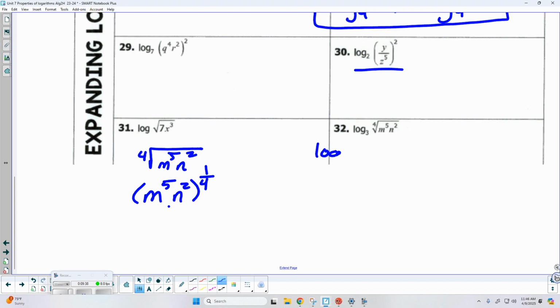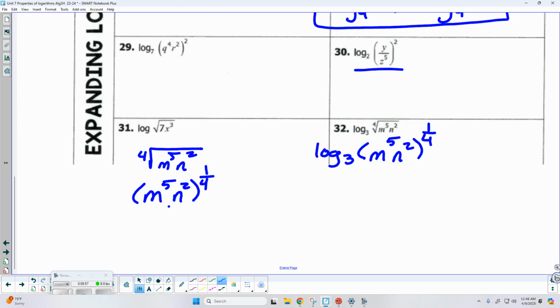I've got log base 3 of m to the 5th n squared to the 1/4. That's supposed to be a 4 right there. Let me go ahead and give you a few seconds. What I want you to do is expand this as much as you can.